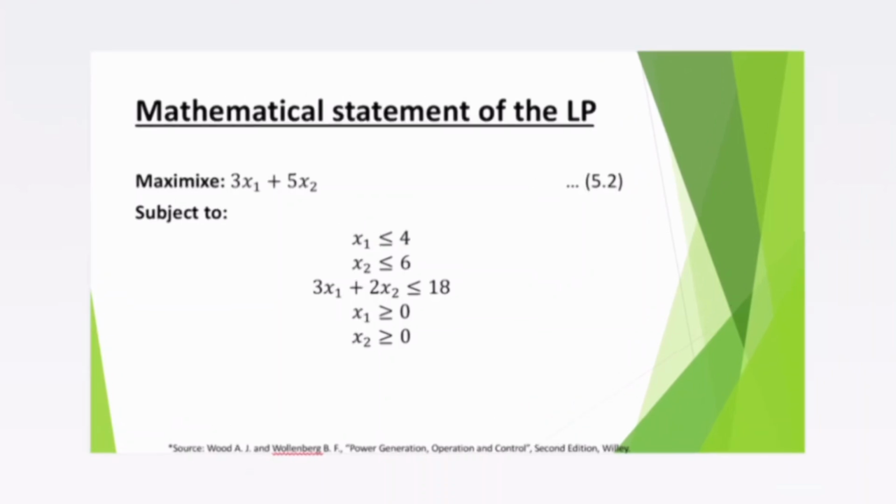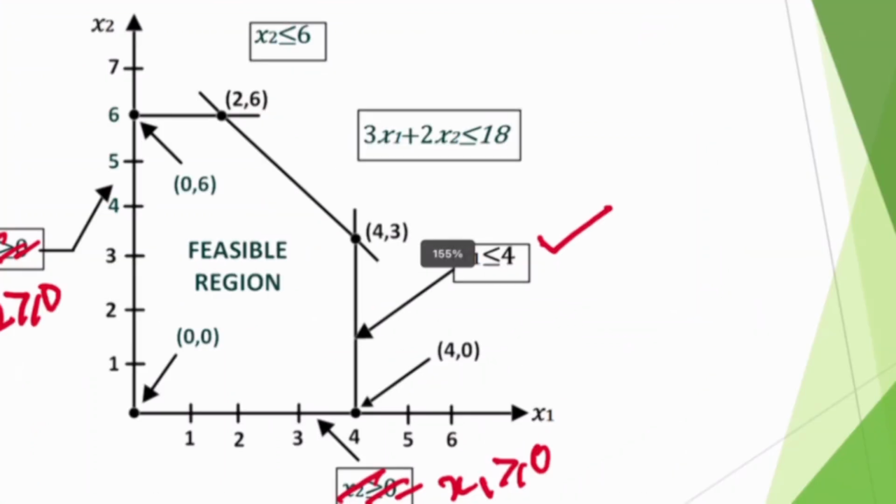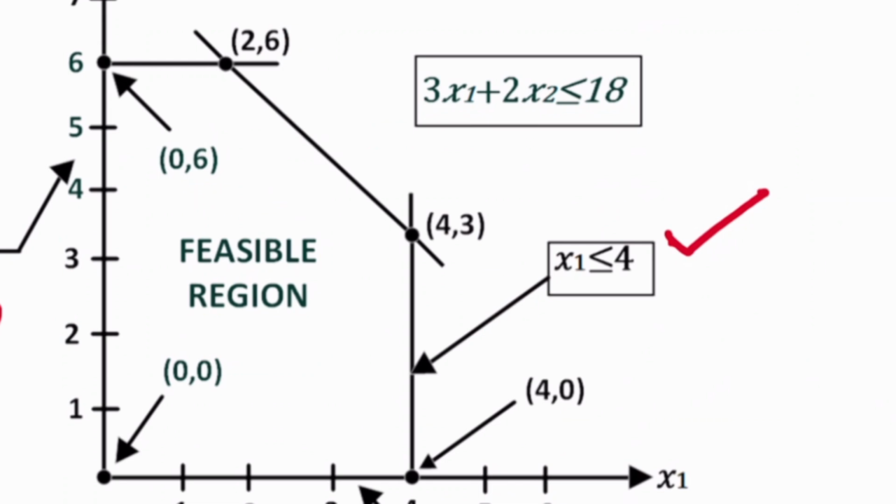Now, moving to the next case. So what exactly happens when you draw these different constraints? First of all, this is my x2, which is x2 greater than or equal to 0, and this is x1 greater than or equal to 0. Okay, these are the two lines, and then you have one more constraint, which is x1 less than or equal to 4, and then we can have x2 less than or equal to 6.